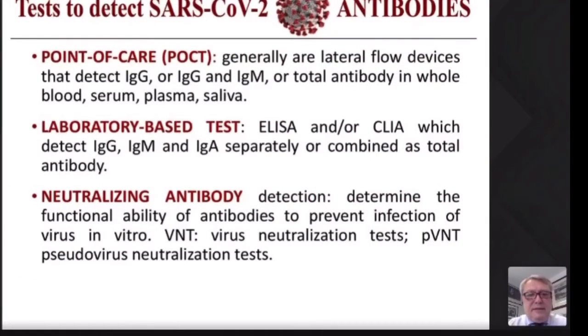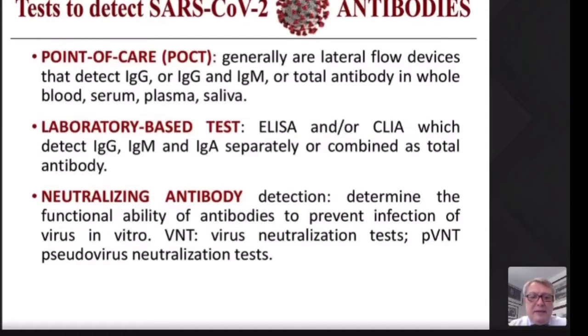And which type of test can we use? We have two very common types. Point of care tests are generally lateral flow devices detecting IgG, or IgG and IgM antibodies, or total antibody, in different types of sample: whole blood, serum, plasma, and even saliva. The second type are laboratory-based tests, ELISA and/or chemiluminescent assays, which may detect IgG, IgM, and eventually IgA specific antibody, separately or combined as a total antibody.